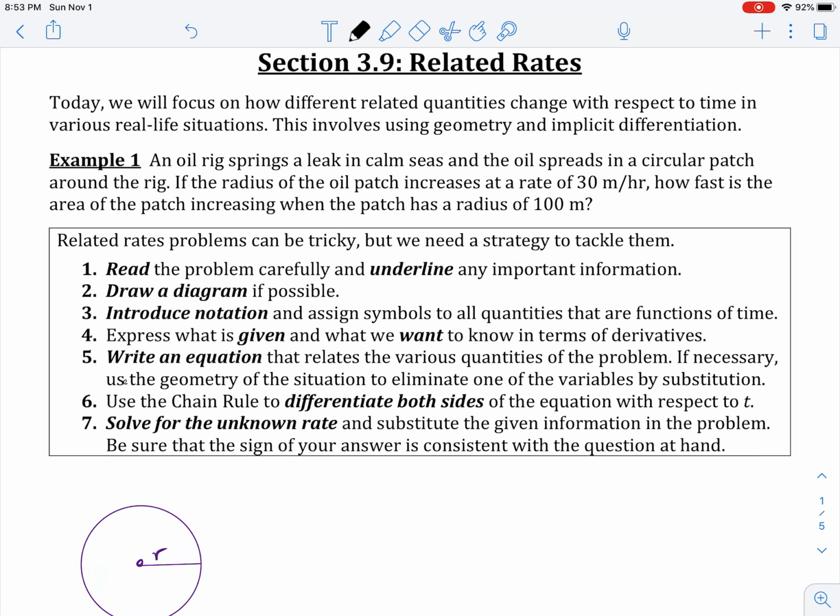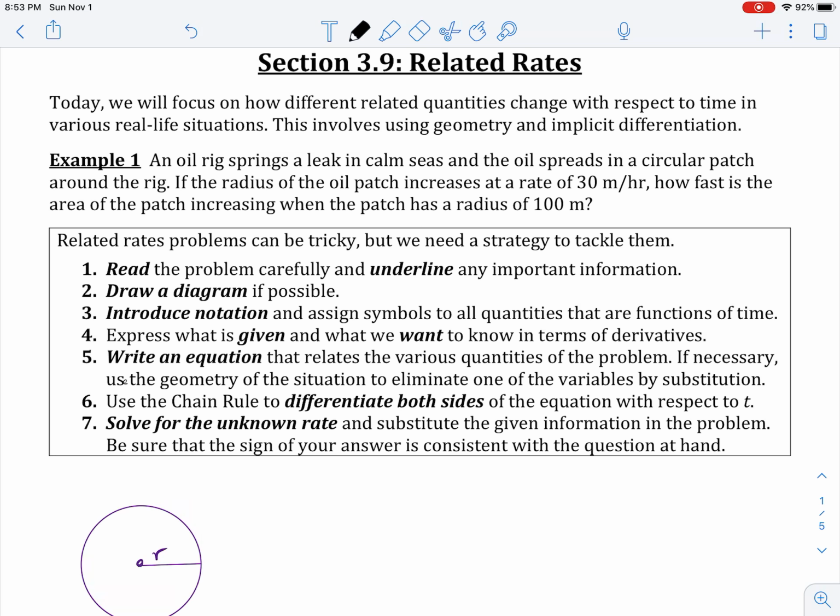With related rates, though, usually you're given some data points, but then also another rate of a data point, and then asked to find a new rate. So if you're ever given a rate of change and asked to find another rate of change, you're dealing with a related rate question or problem.